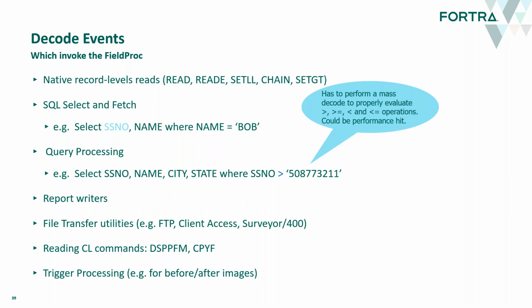Now the decoding events. This is your reading of data, where things can be leaving the system and that sensitive information is being consumed. Those field procedures are going to be invoked for decoding in very similar ways: native record level reads, SQL selects and fetches, query processing, and any report writers. So taking that data out of the database and into a report that could be emailed off or stored on somebody's cloud document storage solution, that data, when it's written out to the report, is going to trigger that decode event.